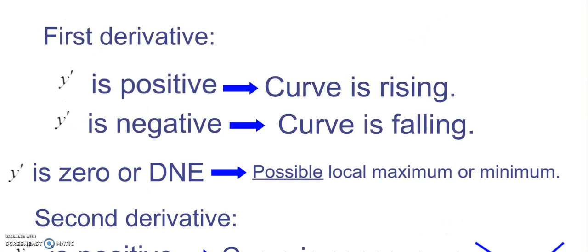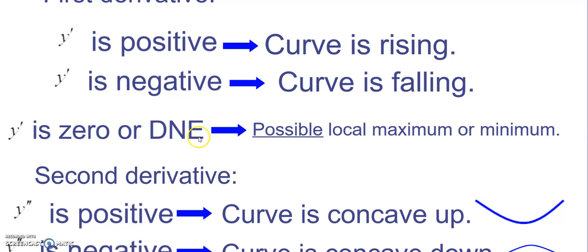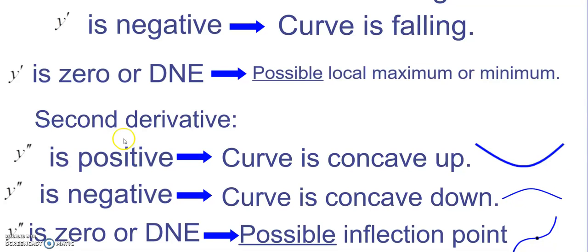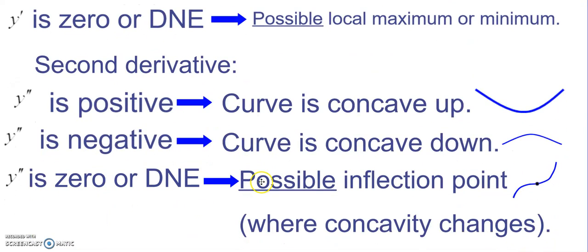That's just summing up a lot of the stuff we've been talking about in 9.3. Here are other ways to think about it. The first derivative positive means the curve is rising or increasing. If it's negative, the curve is falling. If the first derivative is 0 or does not exist, that is a possible local maximum or minimum. That's what we call a critical value. For the second derivative, if it is positive, the curve is concave up. If it is negative, the curve is concave down. If the second derivative is 0 or does not exist, that is a possible point of inflection, or a point where concavity changes. That's what an inflection point is.